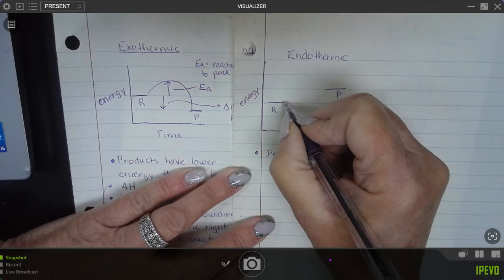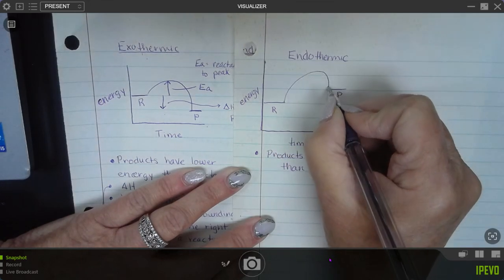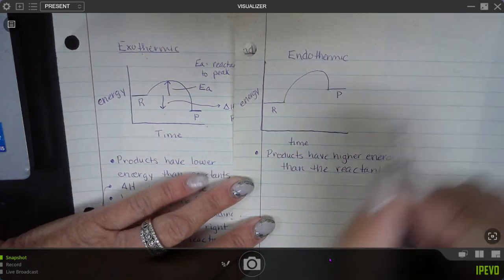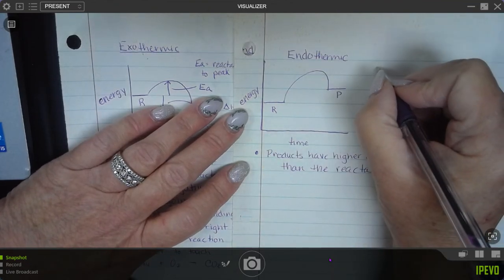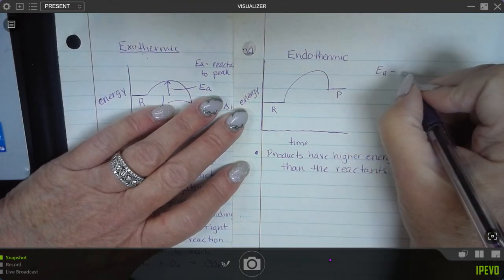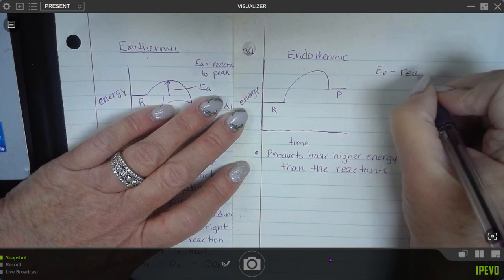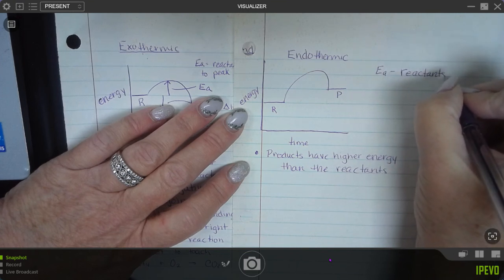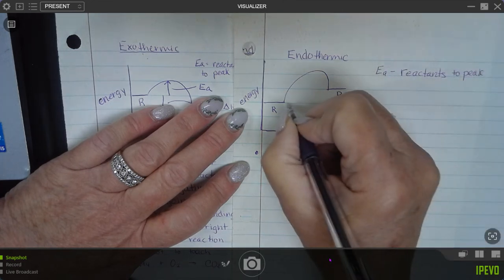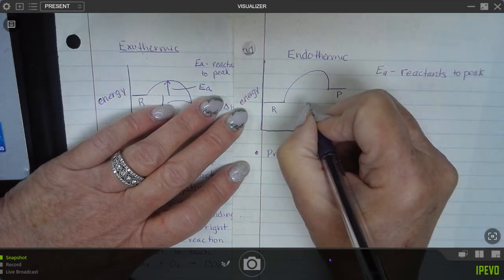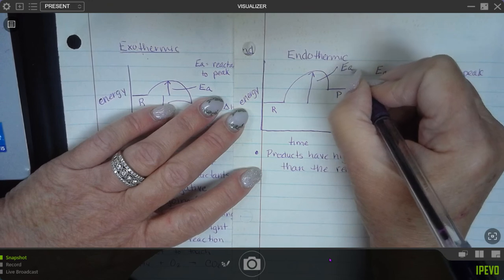So our graph is going to look like this. Activation energy is still the difference from the reactants to the peak of the graph. So we have to start here at the energy level of the reactants, and we would go all the way up to the peak of the graph. And that is our activation energy.